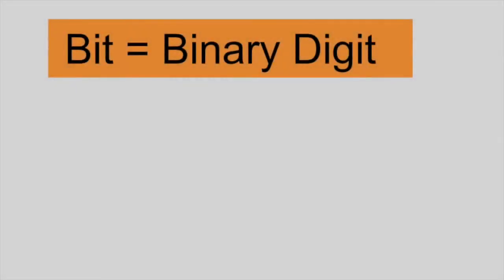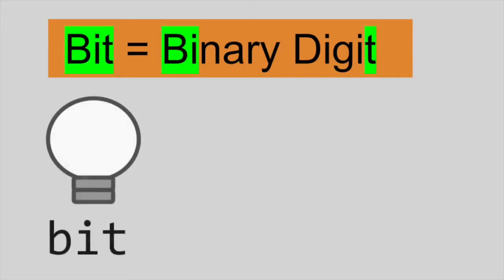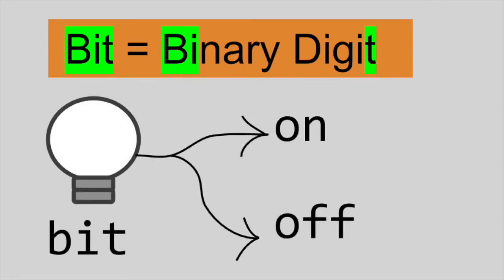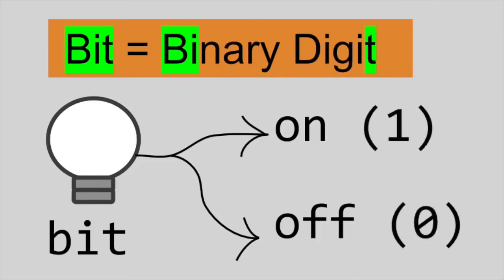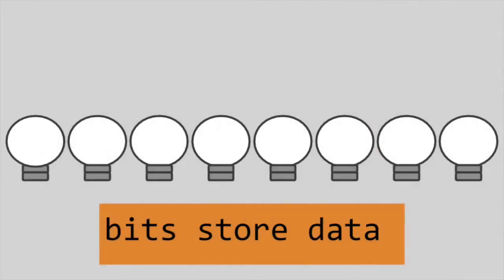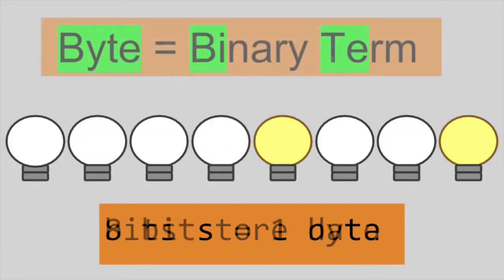The smallest unit of data in a computer is the bit. The word bit is short for binary digit. Like a light bulb, a bit could be one of two states, on or off. In computing, a bit represents a single on or off signal inside of an electrical circuit. These on or off values are represented by the numbers 1 and 0 respectively.